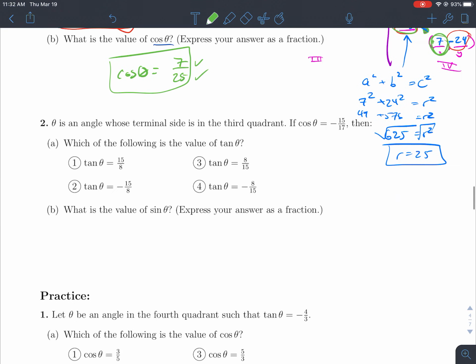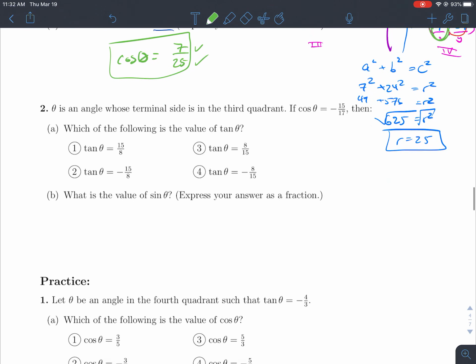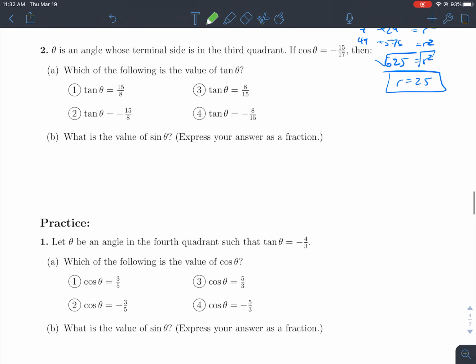All right, let's do one more of these because these are a little bit complicated to get the hang of. All right, so theta is an angle whose terminal side is in the third quadrant. Cosine of theta is negative 15 over 17. Then which of the following is the value of tangent of theta? Gotta have a picture, right?